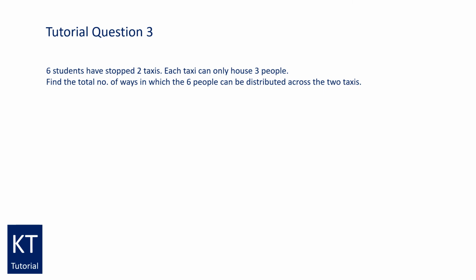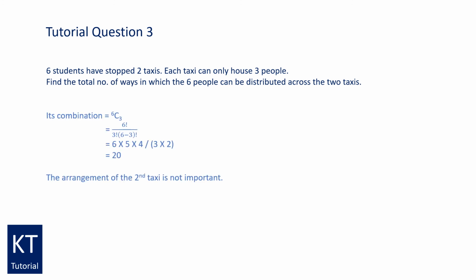Tutorial question 3. 6 students have stopped 2 taxis. Each taxi can only house 3 people. Find the total number of ways in which the 6 people can be distributed across 2 taxis. For the question, its combination is 6C3, which works out to being 20. In this case, the arrangement of the second taxi is not important.